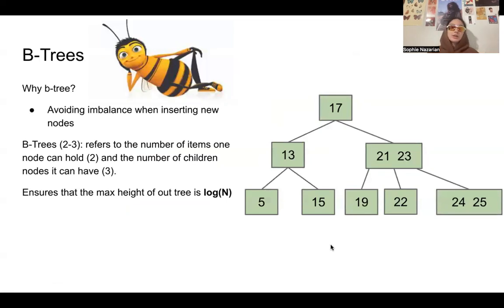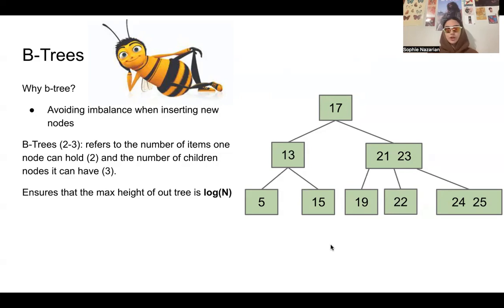So remember when we were talking about the whole spindly bushy structure? Well, someone noticed that inserting or deleting nodes causes that kind of imbalance. So they came up with a B tree, which avoids that imbalance when inserting a new node. A B tree, or specifically a 2-3 B tree, is what helps this whole imbalancing issue we were facing. So the 2 refers to the number of items one specific node can hold, and the 3 refers to the number of children a specific node can have.